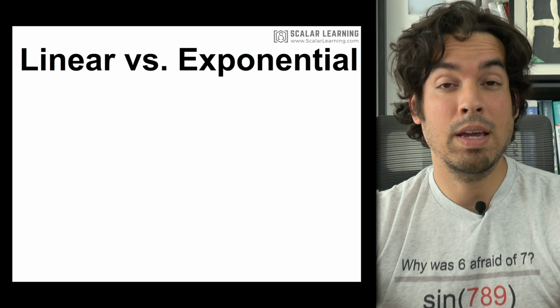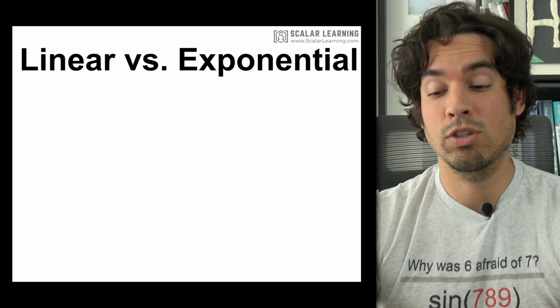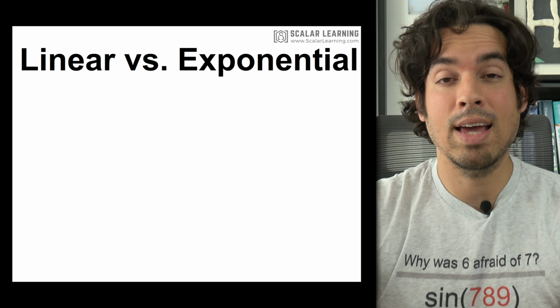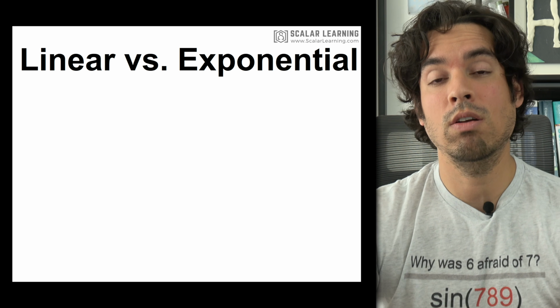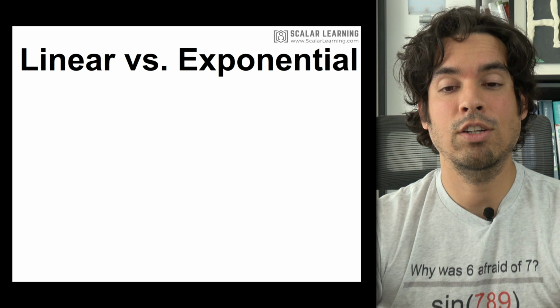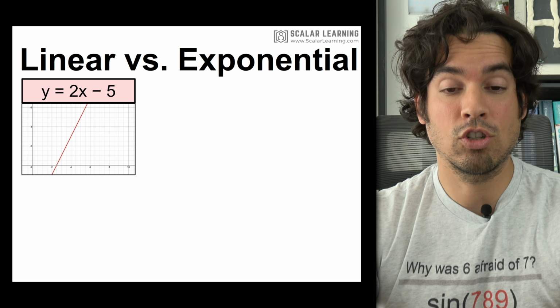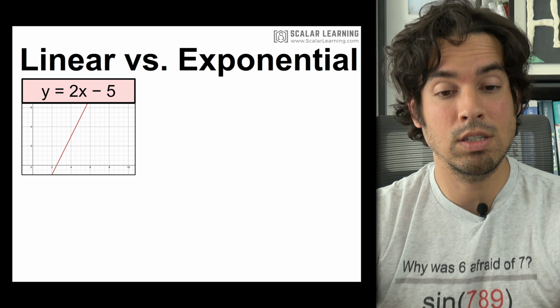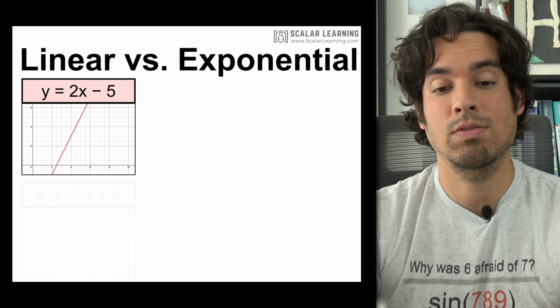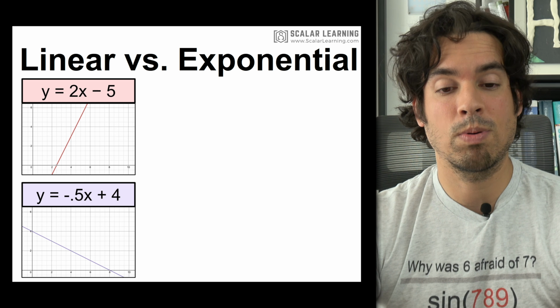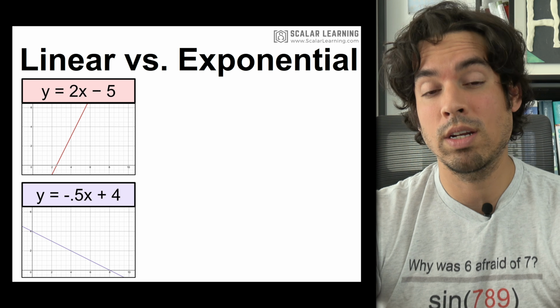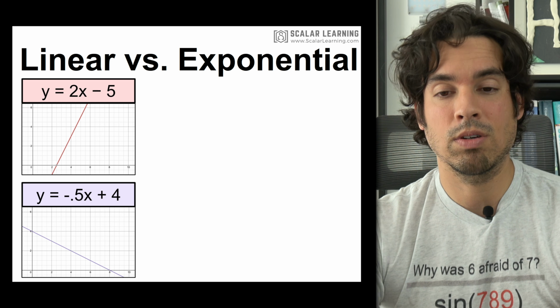It's also important to be able to identify graphs that are linear versus exponential, which may not be that difficult for some folks, but for folks who are unfamiliar with this distinction, linear is always a line, it's always straight, right? Straight down the middle. So this is one with a positive slope, y equals 2x minus 5. And here we got a negative slope of -0.5 or -1/2 x with that y-intercept of 4.